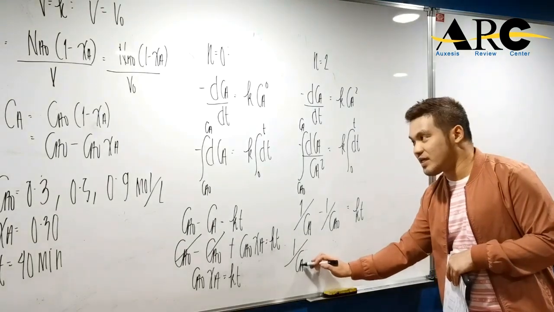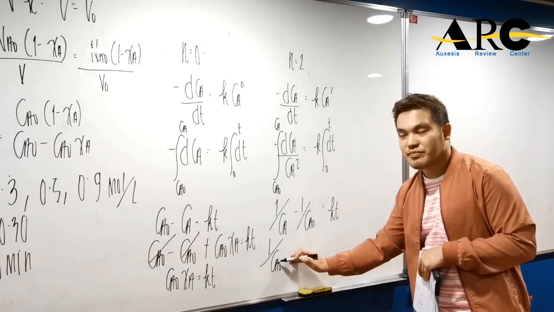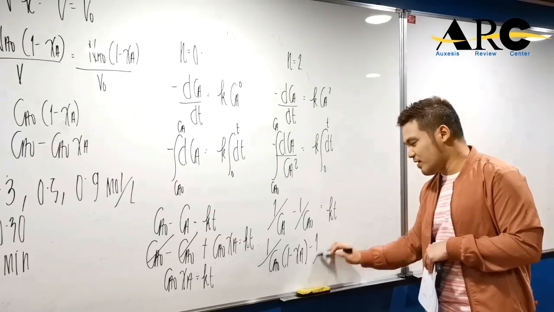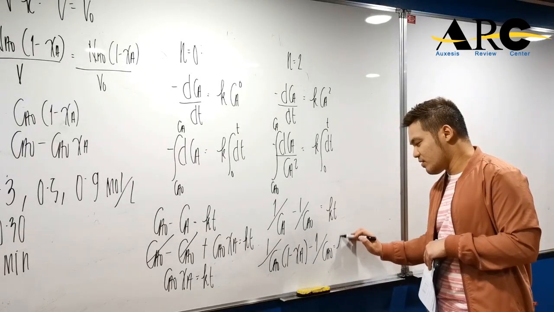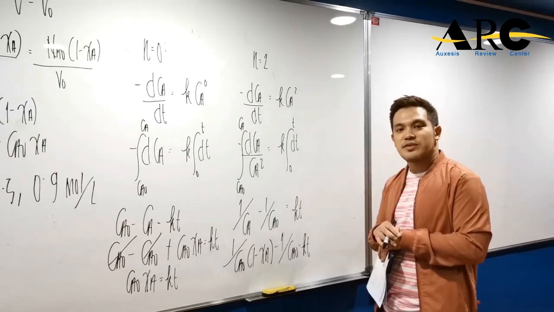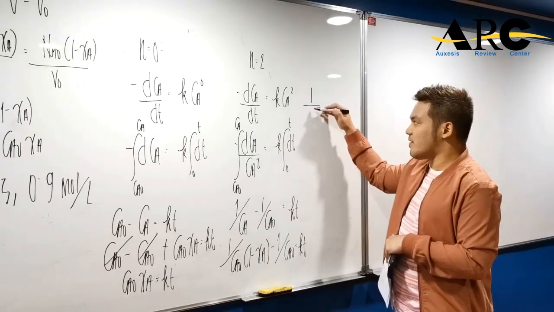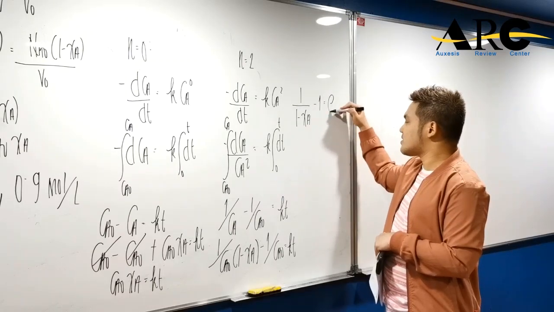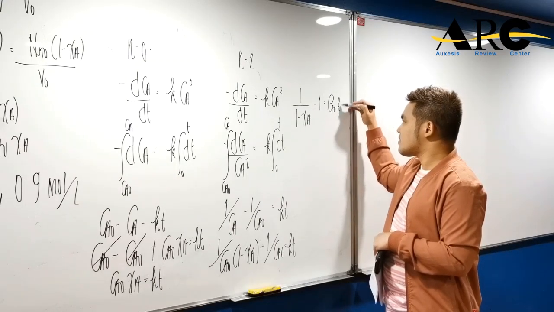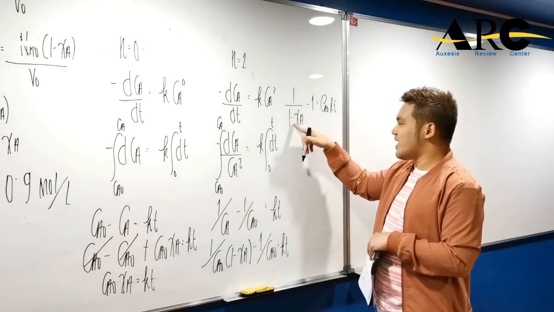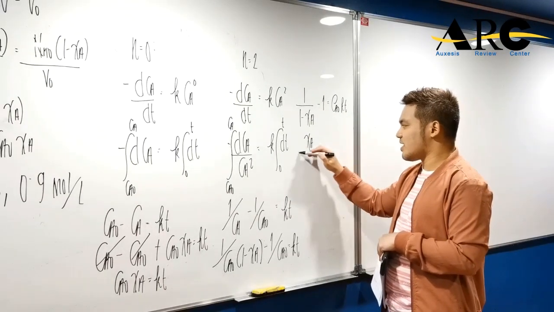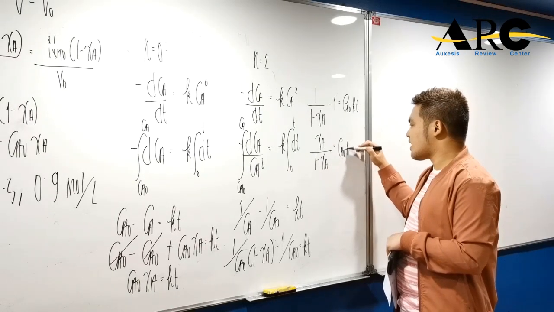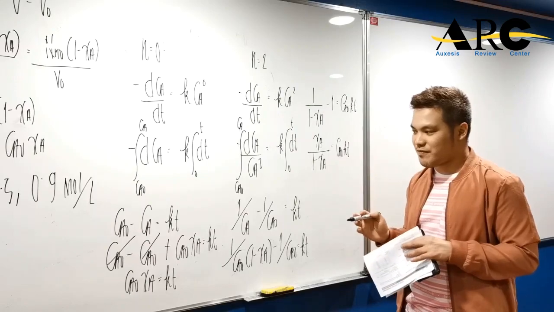So, 1 over CAO times 1 minus XA minus 1 over CAO equals KT. So, ibig sabihin, 1 over 1 minus XA minus 1 equals CAO KT. Kapag inayos natin to, magiging XA over 1 minus XA equals CAO times KT. So, pinapakita natin yung mga formula.